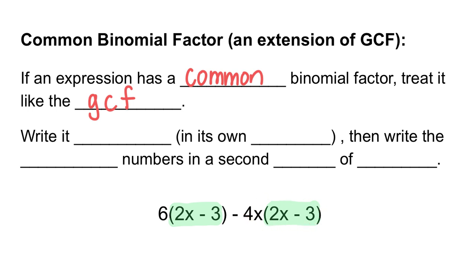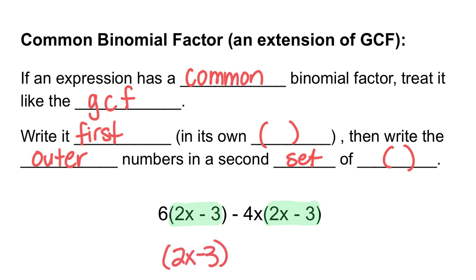So if that exists in the problem that you're working on, you write it first in its own parentheses. Then you write the outer numbers in a second set of parentheses. So what I mean by that is that 2x minus 3 becomes your first factor.